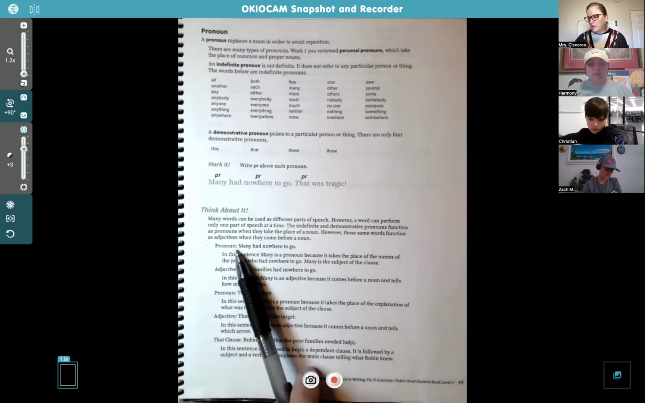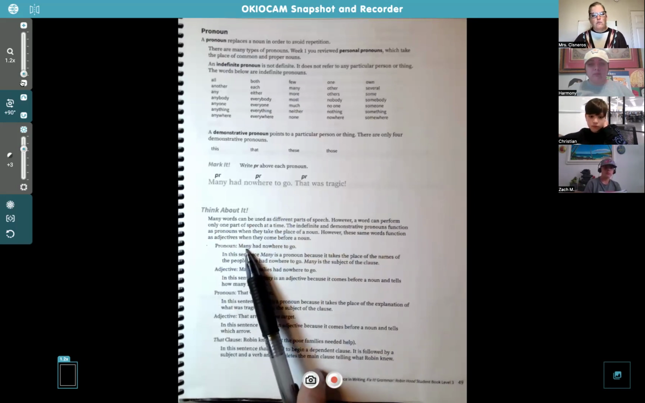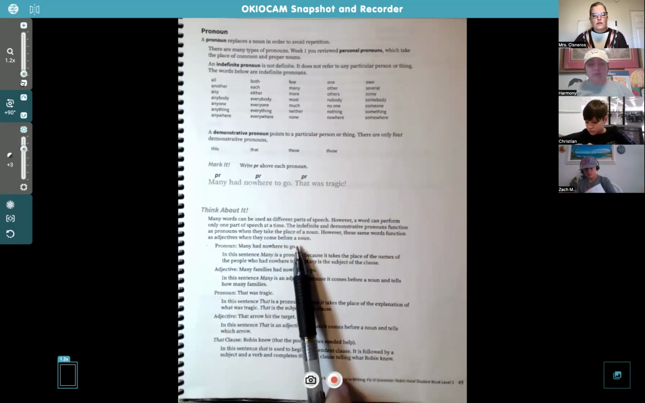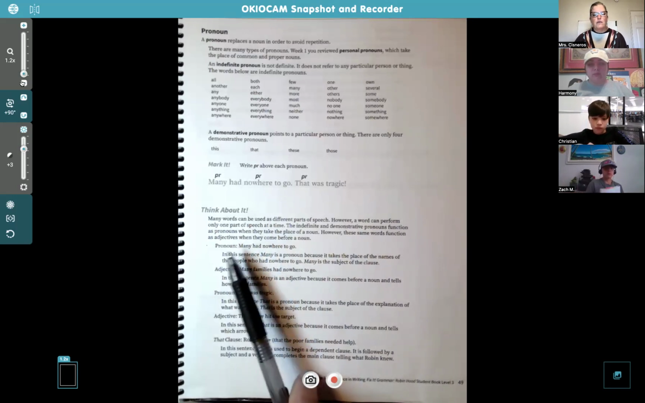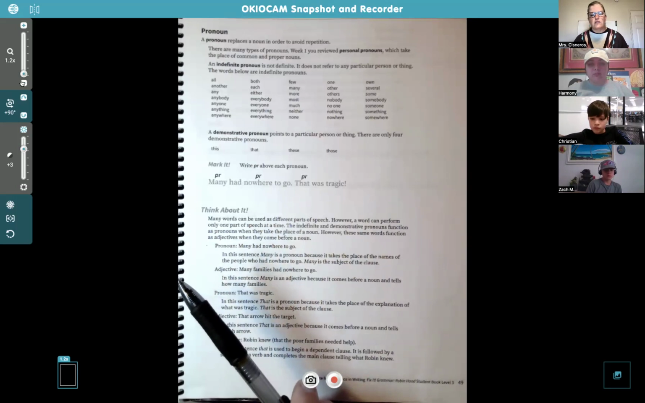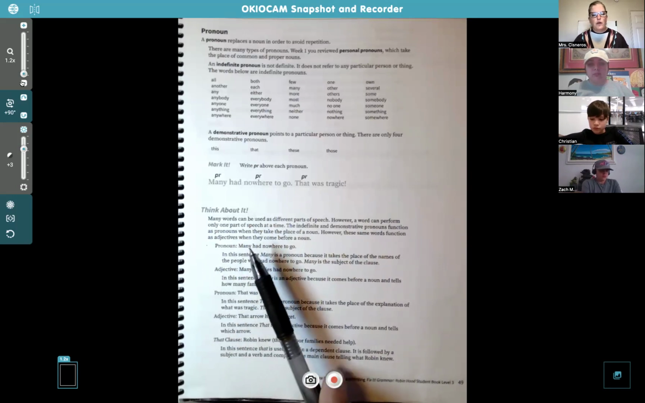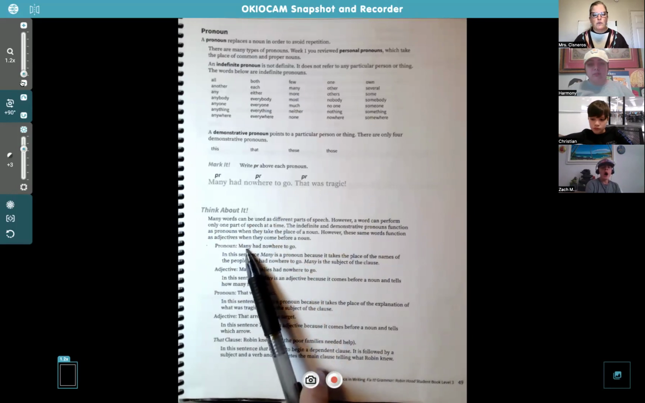So look at this one right here where it says pronoun. Many had nowhere to go. Many is the pronoun because it takes the place of the names of people, maybe in the sentence before. People who had nowhere to go. Many had nowhere to go. So that's going to be the pronoun, takes the place of whatever the sentence before said.